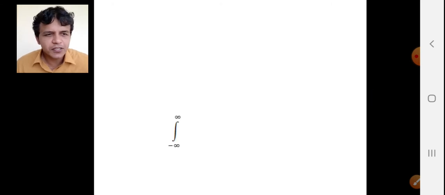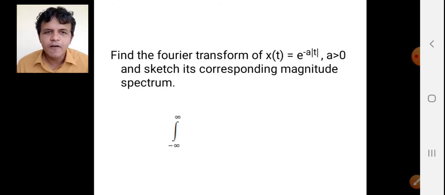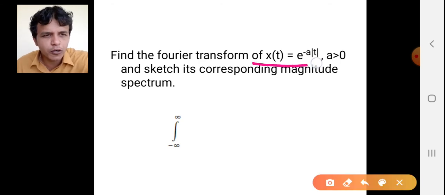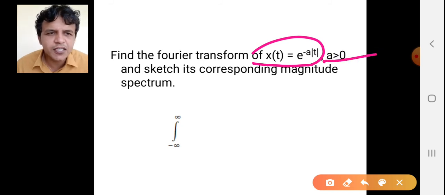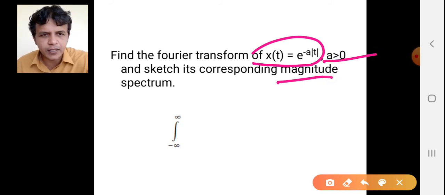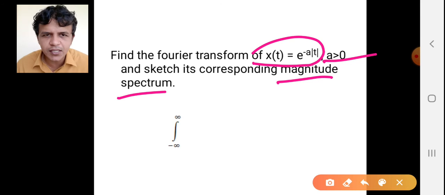The first question that we are going to discuss here is: find the Fourier transform of x(t) = e^(-a|t|), provided a > 0, and sketch its corresponding magnitude spectrum. So this is the question asked, and a signal is given. We are asked to find the Fourier transform of the signal.